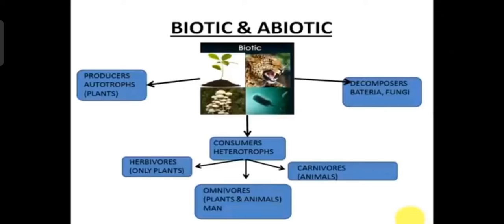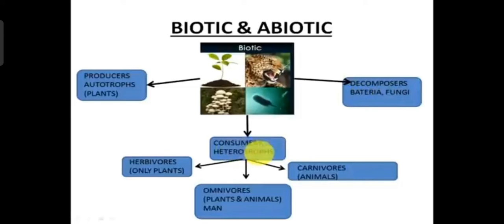Let's now talk about biotic and abiotic components. Biotic components, as I said, will consist of living things. So living things can be producers. Producers are plants, the primary producers, which are also known as autotrophs, consumers, and decomposers. So basically there are three major categories in biotic: producers, consumers, and decomposers. Producers, as I said, are plants, which are also known as autotrophs. Consumers are known as heterotrophs, and decomposers are like bacteria and fungi, right?